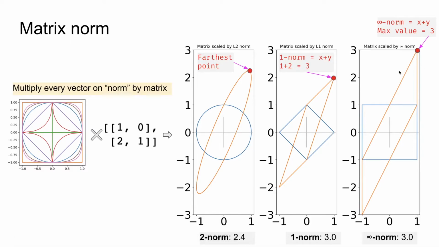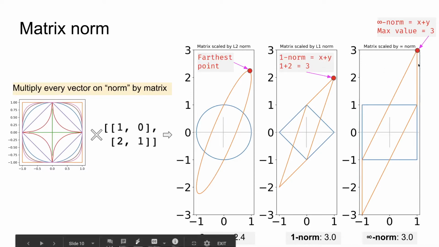And in the last image we have the infinity norm, where we are scaling by the square, and because this is the infinity norm, we are looking at the maximum value. For this particular farthest point from the origin, the maximum value between 3 and 1 is 3, and so that's the infinity norm for that matrix.